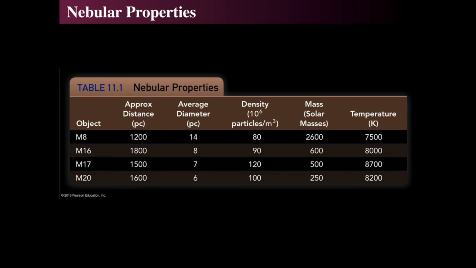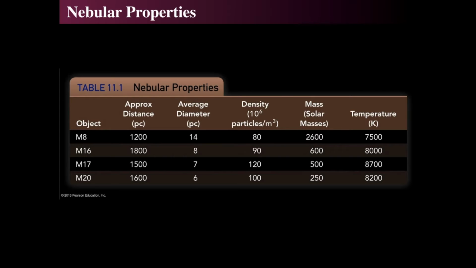Let's look at four sample ones. These come from a textbook. We have Messier Object 8, Messier 16, Messier 17, Messier 20. We're going to focus on Messier 16, which is the Eagle Nebula, and Messier 20, which is the Trifid. Their distances in parsecs, these are really far objects, but they're all roughly in the same direction in the sky, towards the constellations Sagittarius and Ophiuchus. And so they're about 1,200 to 1,800 parsecs away.